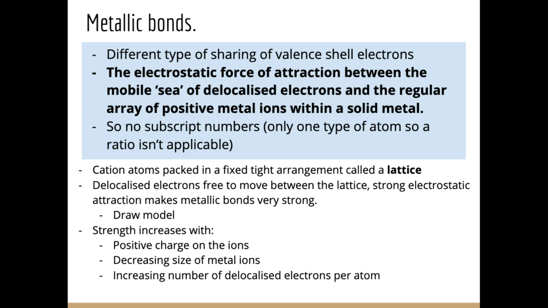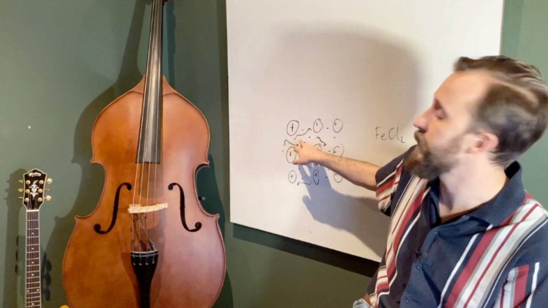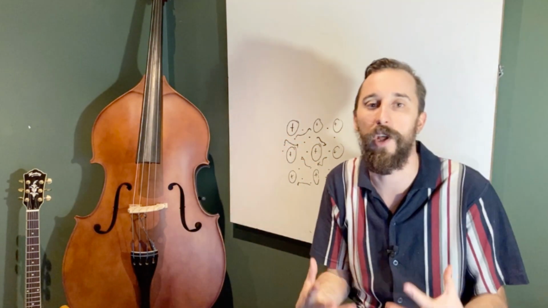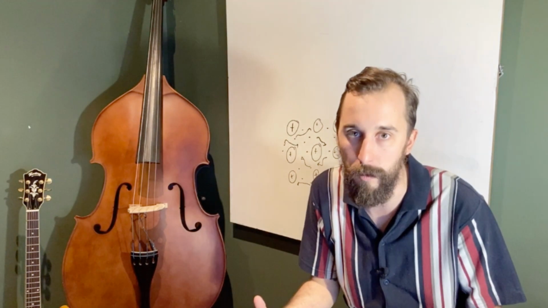And finally, you can use this model to rationalize the high melting and boiling point and the conductivity observed in metal. Rationalizing the high melting and boiling point can be done because we're saying this bond is so strong between the positive cations and the negative delocalized electrons, it will take a lot of energy to overcome that and consequently either melt or boil the metal.